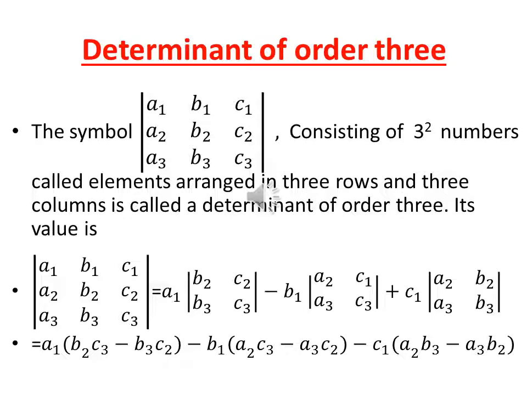How to get the value? We get the value. First, the first element is A1 times the matrix, minus B1 times the matrix, plus C1 times the matrix, and we get this value.